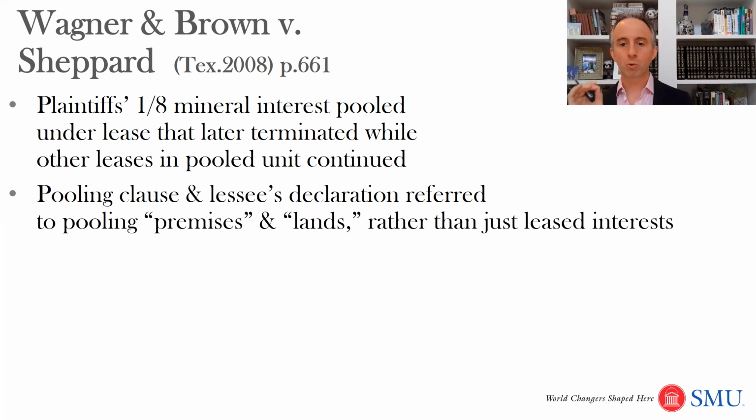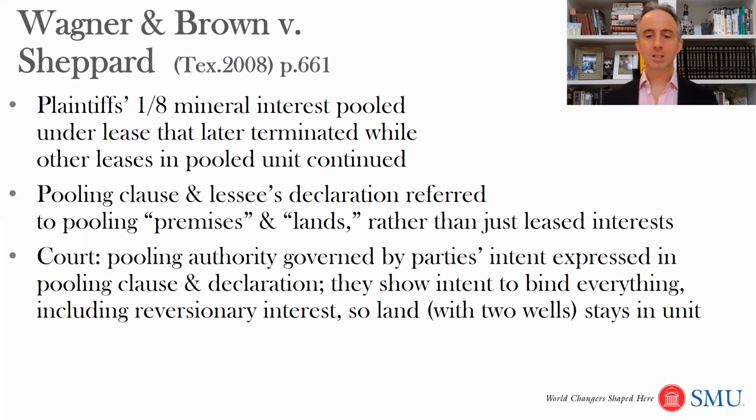The lease's pooling clause gives the oil and gas company the power to pool the premises or lands rather than just the leased interest. So when the oil and gas company pooled that land into a unit, it effected a cross conveyance of interest where the plaintiffs now shared in the production from that entire pooled unit. So even when the lease goes away, the pooling continues.